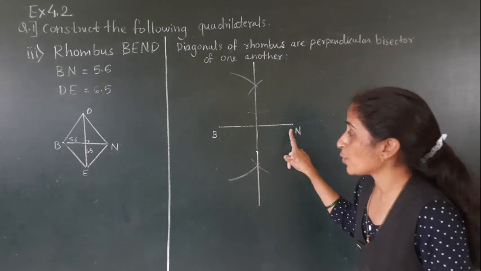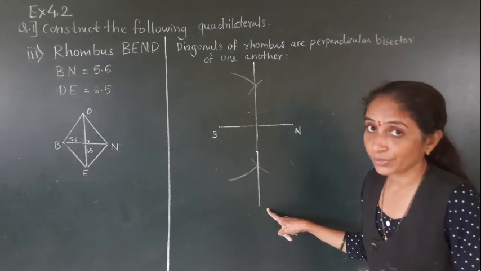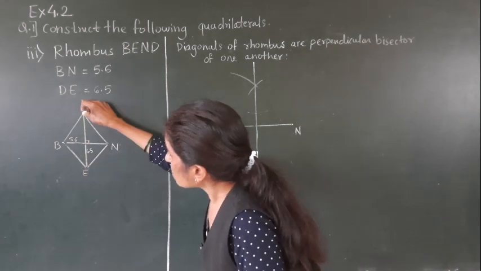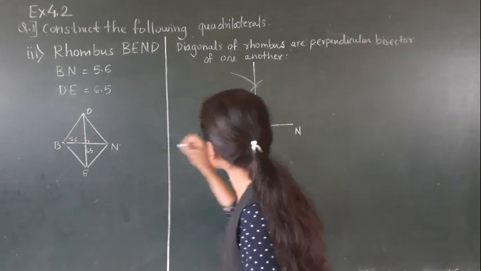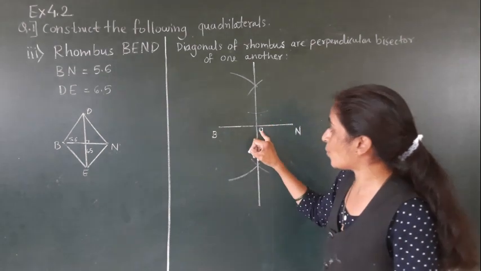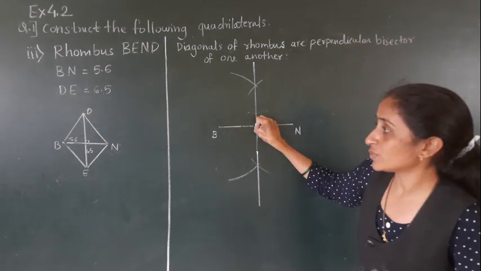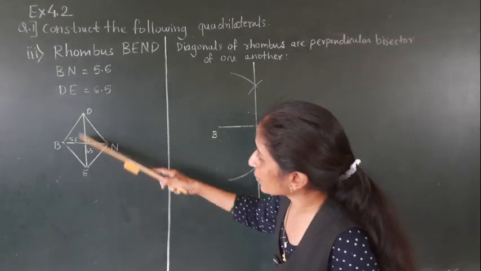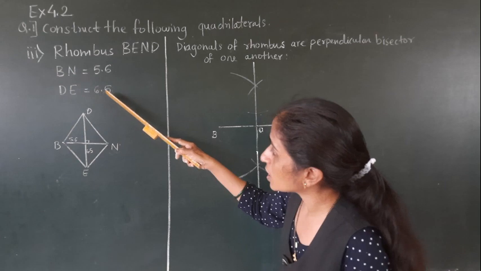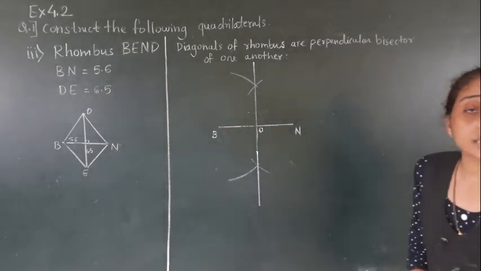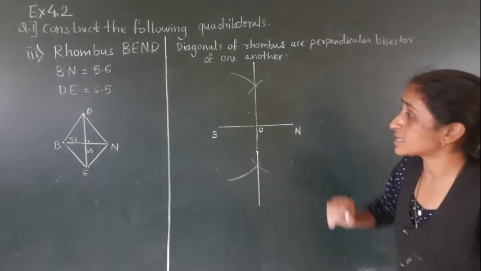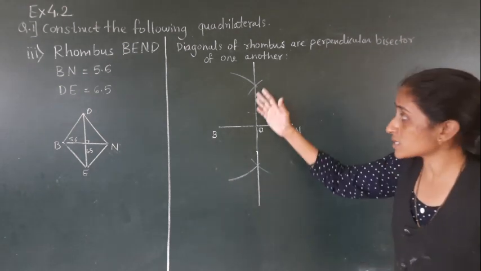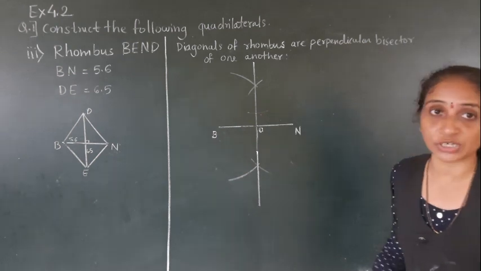So now this 5.6 we have bisected. But now which measurement is given? DE. It means this diagonal's measurement is given. Now we will write the point O here. Give the name O there. Now which measurement do we know? DE we know, 6.5. But exactly we don't know where D and where E is. We cannot say from here D and from here E, or that this is exactly 6.5.